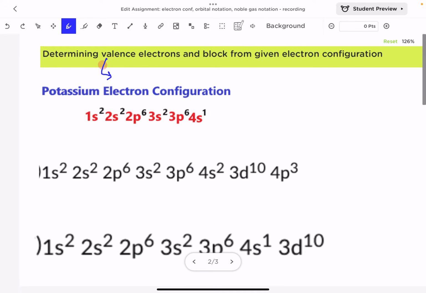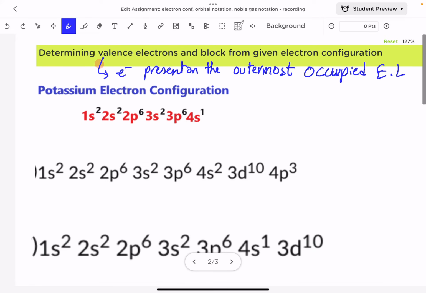So first, you need to know that the valence electrons represent the electrons found on the outermost filled energy level, the last highest occupied energy level.